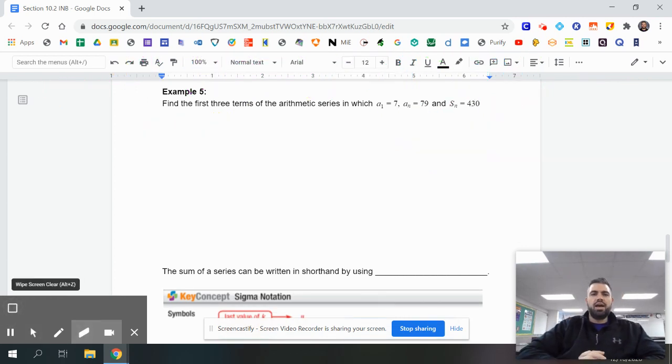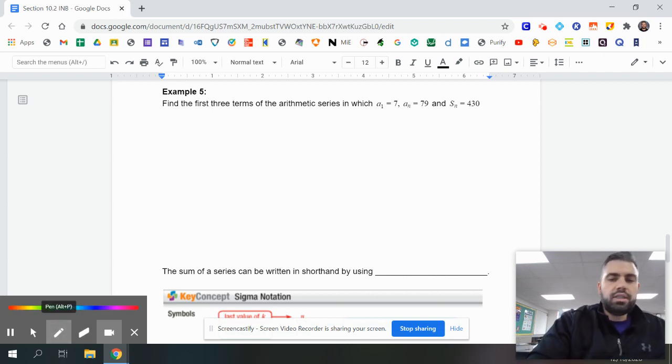All right, example 5. Find the first three terms of an arithmetic series in which a1 is 7, an is 79, and we know S of n is 430. So we need to figure out the number of terms, and then once we know that, we could figure out the common difference and we could find the first three terms, right? So let's look at that.